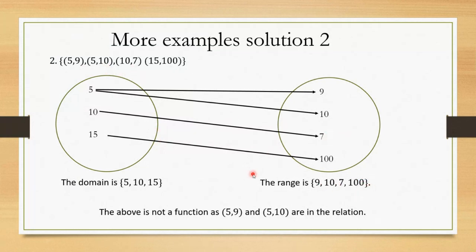We have our correspondence diagram. So what we have then is the domain, each element in the first circle, the first set. The elements of the range are in the second set. And remember, you're drawing these arrows from your input to the output, from the x coordinate to the corresponding y coordinate. So in this case, 5, 9, we have an arrow from 5 to 9. Here, we have an arrow from 5 to 10, as you can see.